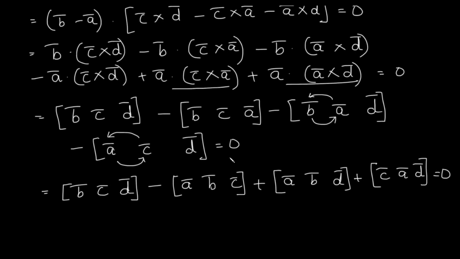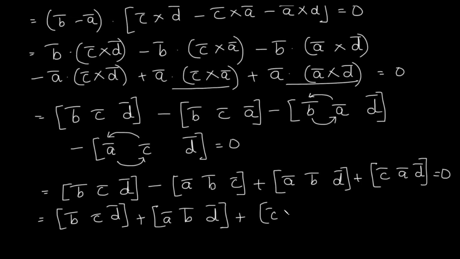Now we take minus ABC to the RHS, and thus we get what they asked us to prove. That is, we get BCD plus ABD plus CAD is equal to ABC. Thus we get our answer in this case.